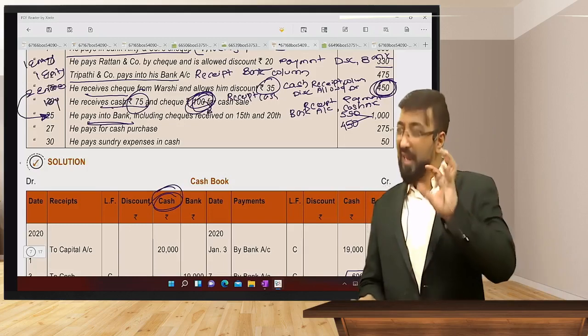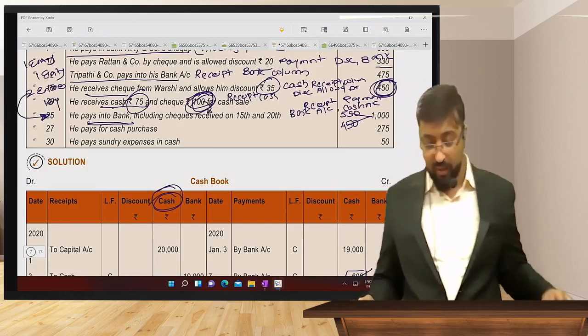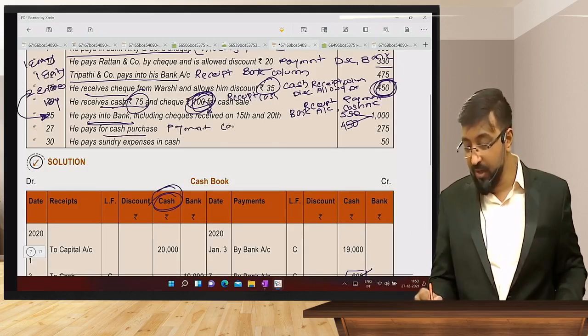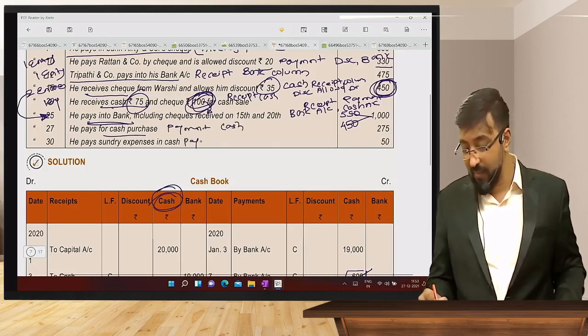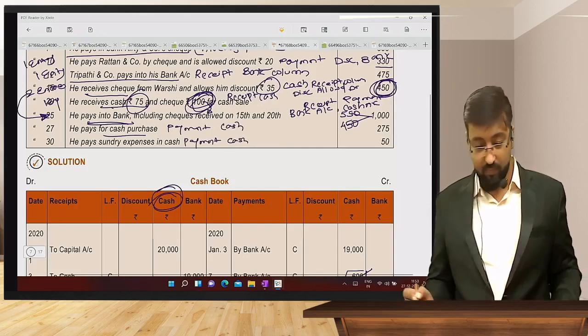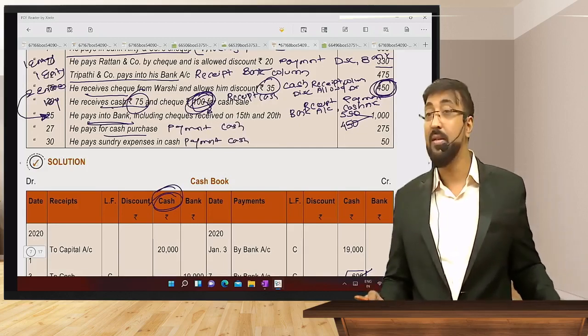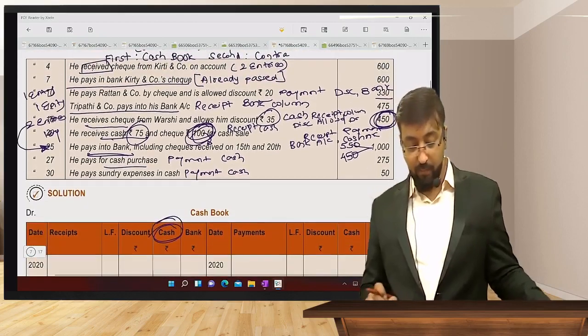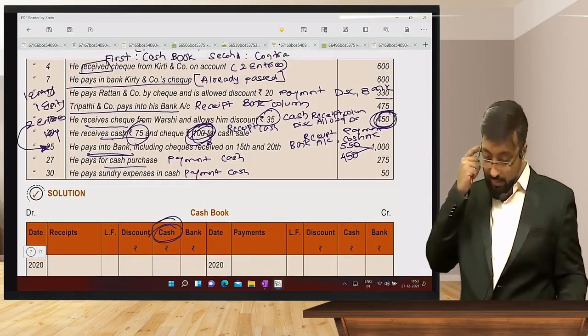Okay, so slightly complicated. Let me explain once again in Hindi. He pays for cash purchases, payment in which column? Cash column. And the same payment in the cash column. Did you understand or not? Okay, understand. One more time. Look, let me tell you the whole thing once in Hindi.